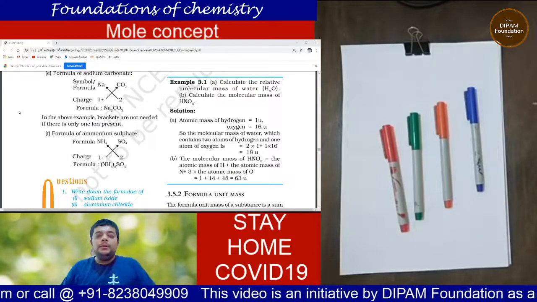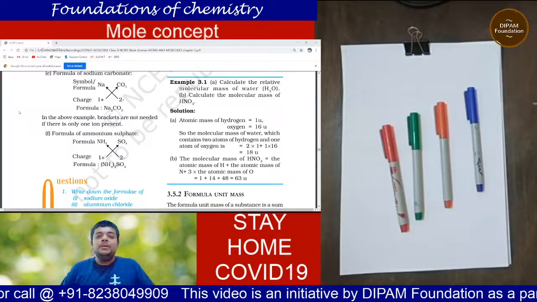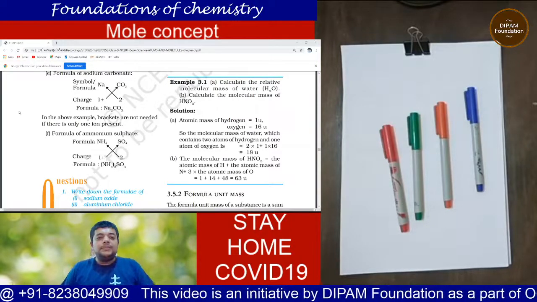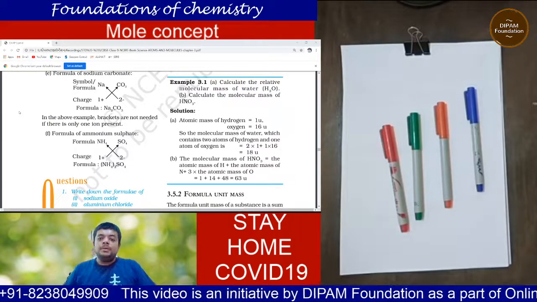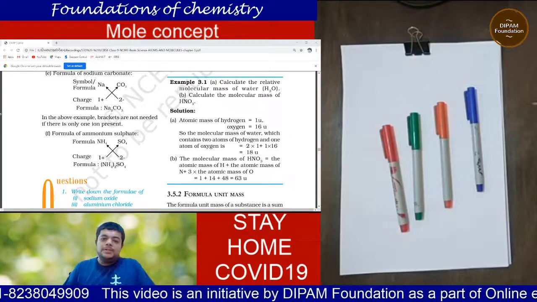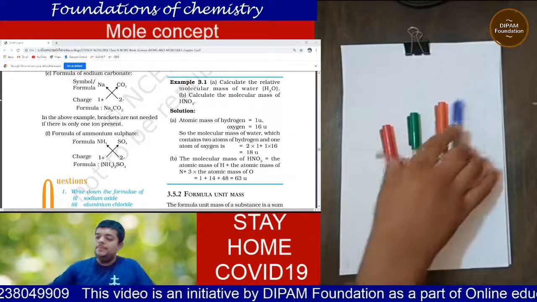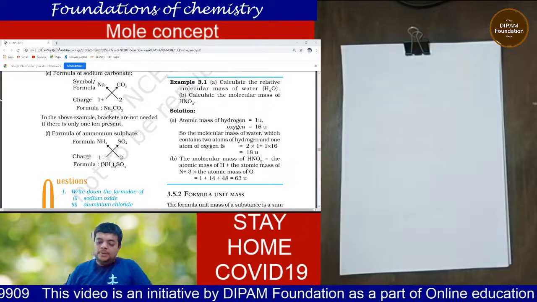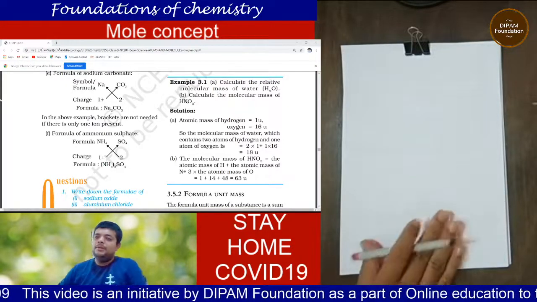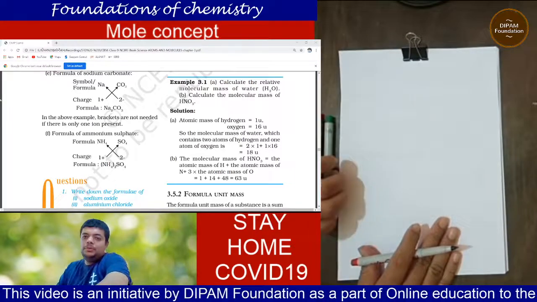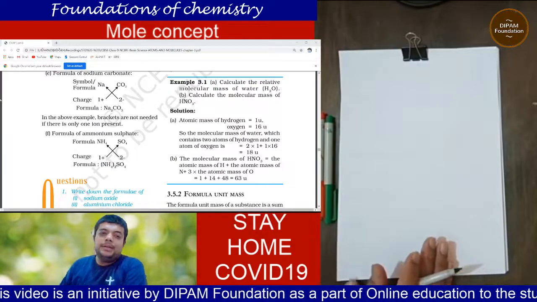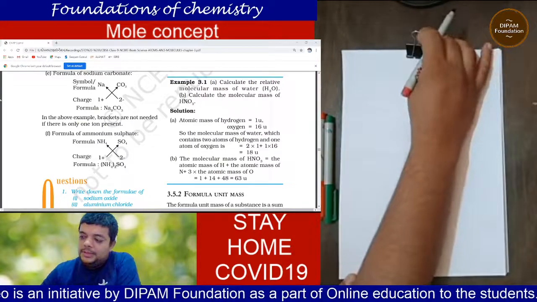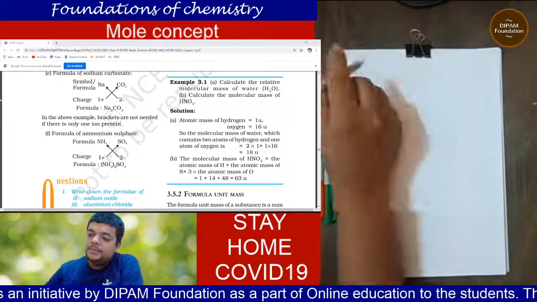So, hello, juniors. We are going to continue with the concepts in mole concept. Last time, in the introductory video, we went through very simple things where we just described the calculation of molecular weight and even mole. But now onwards, we are going to deal with this in much more detail.